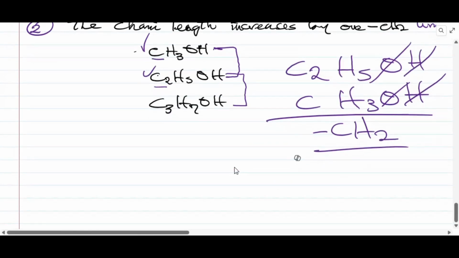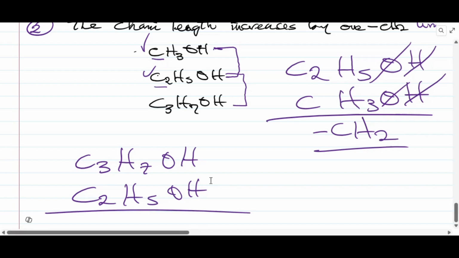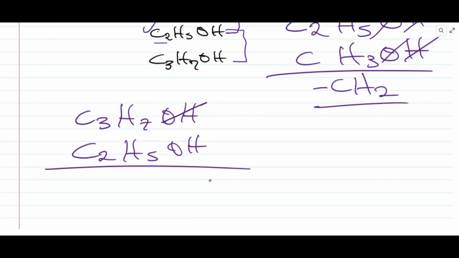So let's look at that for the second and the third member. The third member is C3H7OH. The second member is C2H5OH. Of course, we can see that difference is there already. This is cancelled. And then when you remove H5 from H7, you have H2 left.